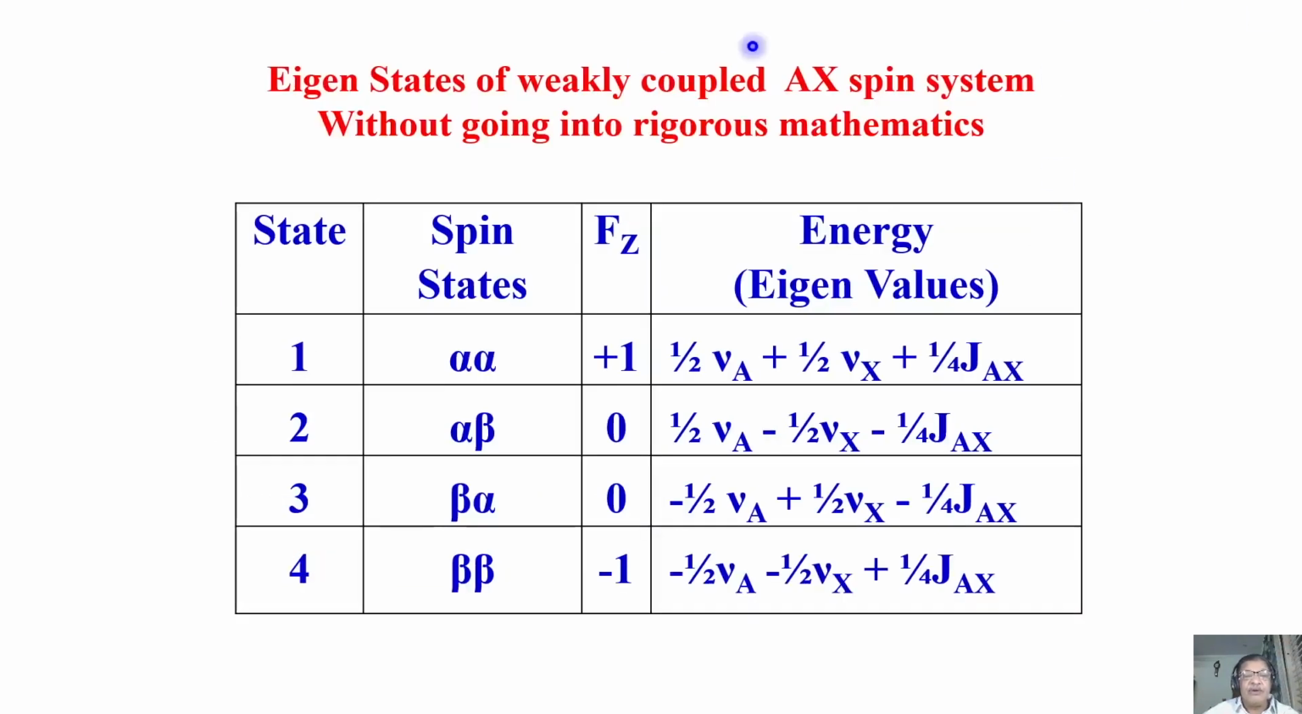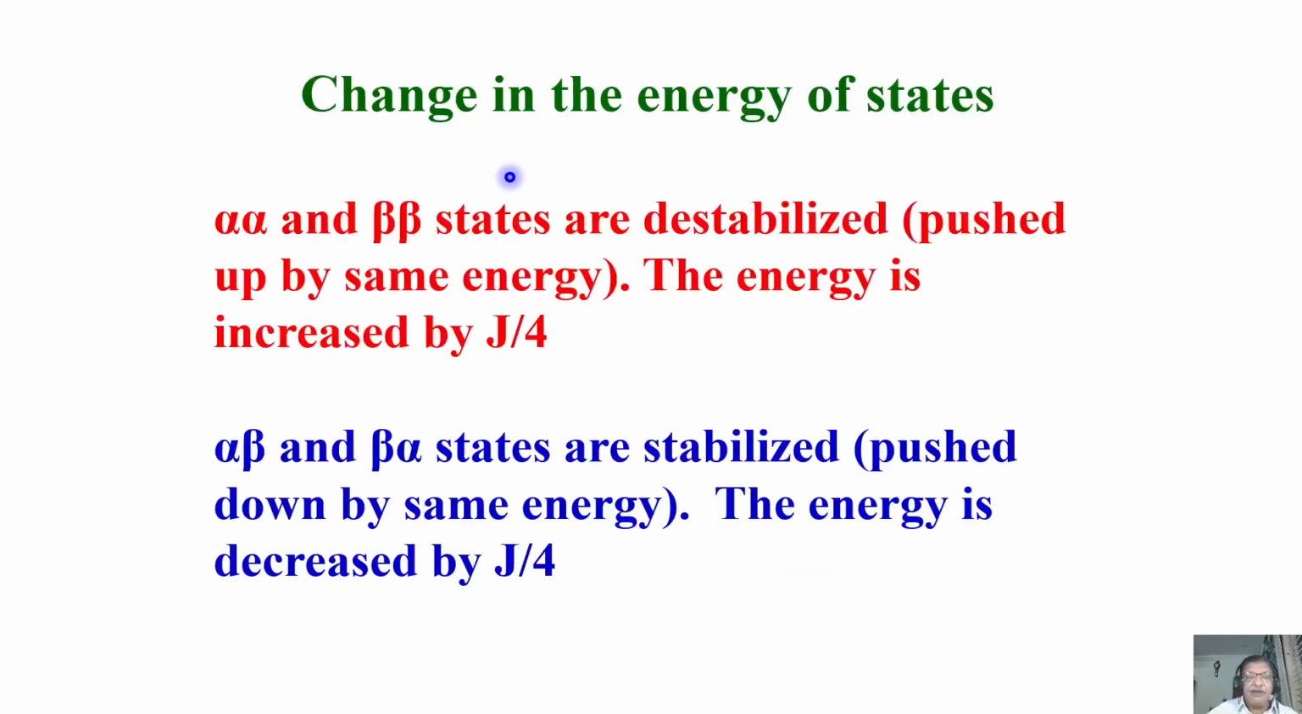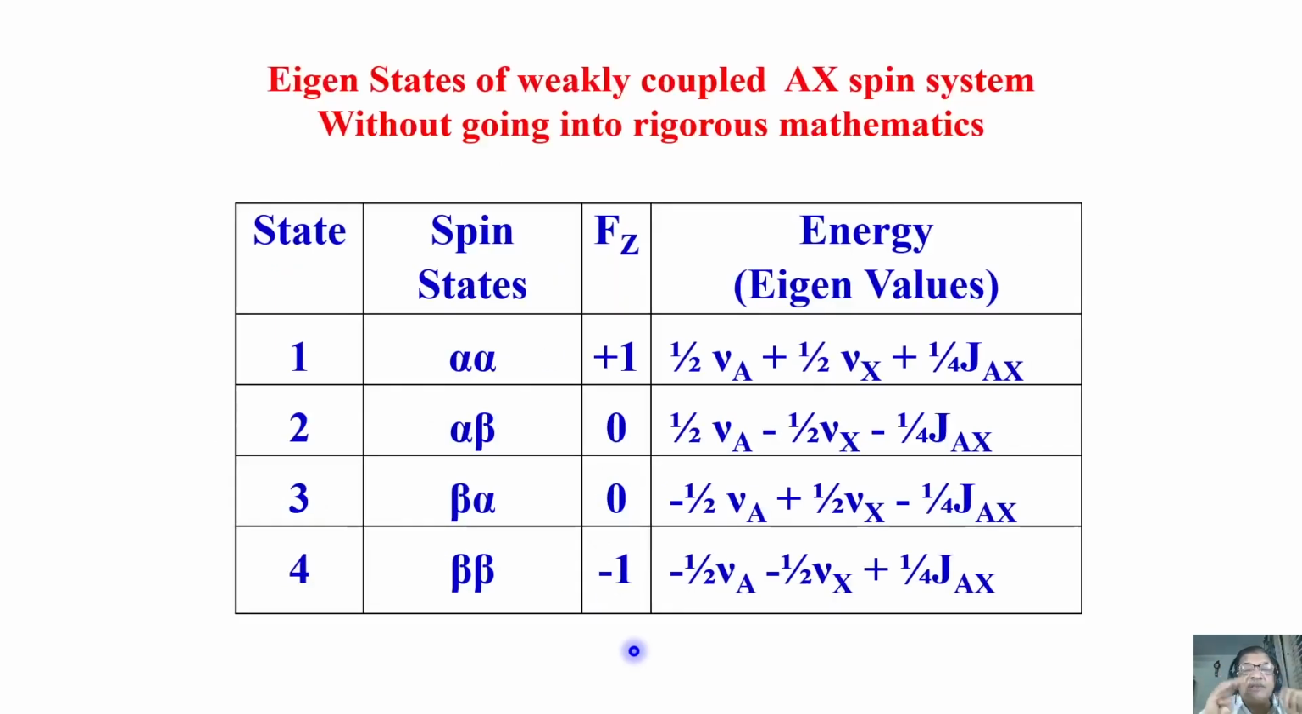So now we can easily work this out also. Remember, the alpha-alpha and beta-beta states are destabilized, and the energy levels shift up by J by 4. The alpha-beta and beta-alpha states are stabilized, and the energy is decreased by J by 4. So all four possible transitions we understood. We worked this out last time, but I did not give you the frequencies, that is, how you get frequencies from these. I only showed you four possible transitions, where we identified 2 for A and 2 for X.